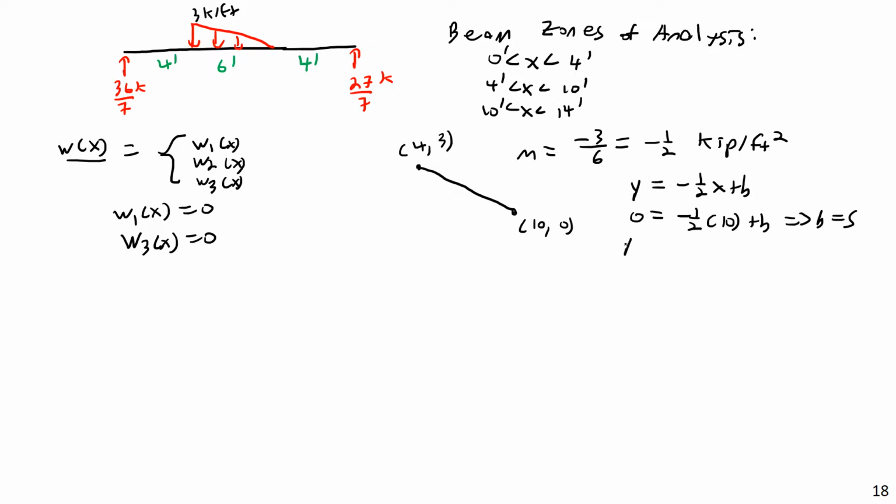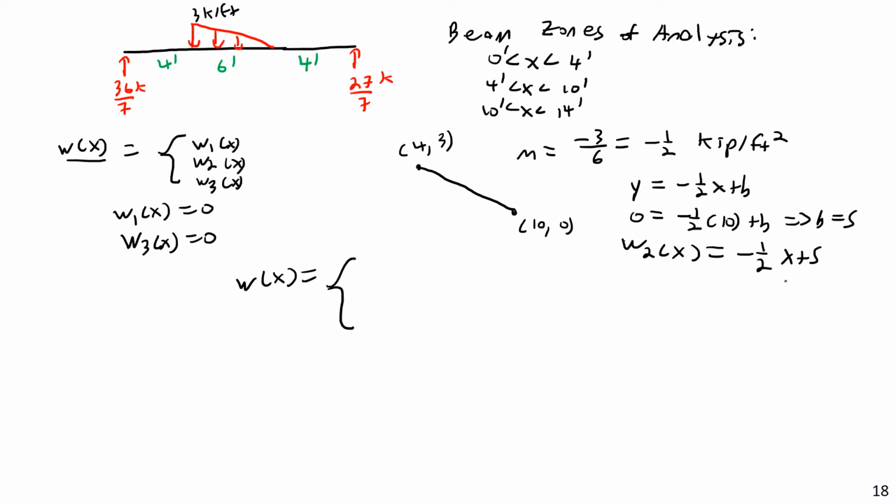So y, or in fact w2 of x, is equal to -1/2 x plus 5. We should probably double check that. If I put in 4, I get -2 plus 5, which is 3. If I put in 10, I will indeed get 0. So our function does check out.